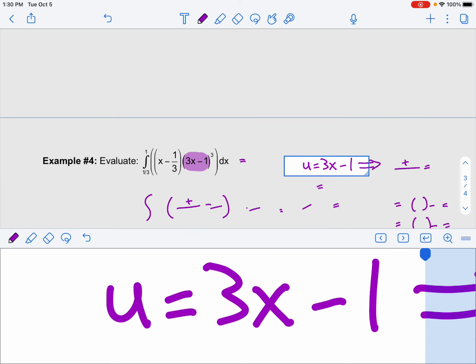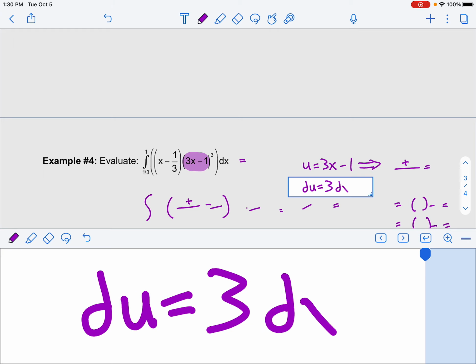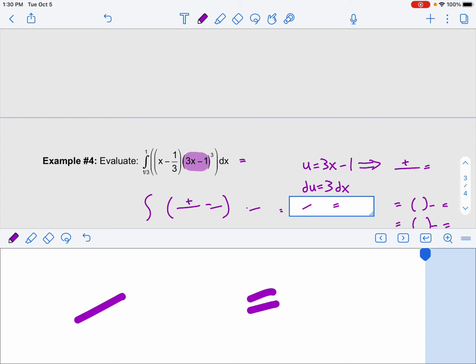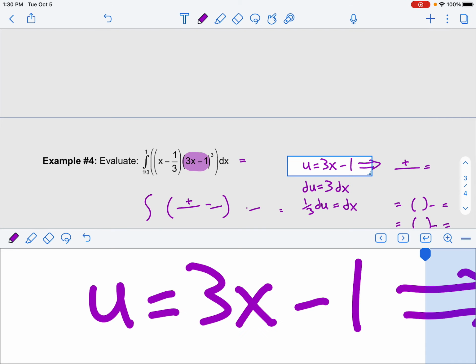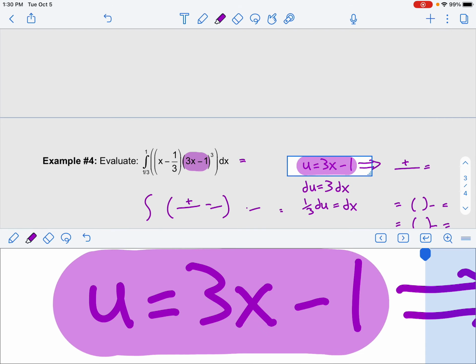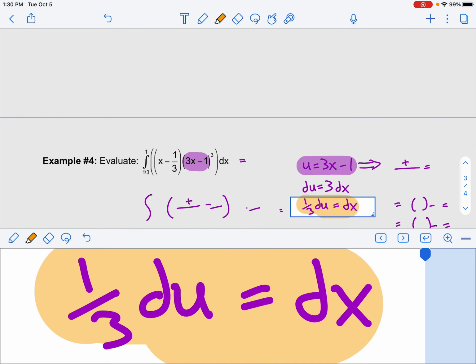And I'm going to go ahead and skip a step here just to save us a little bit of time. I'm going to write du is equal to 3 dx. And then I'm going to say 1/3 of du is equal to dx. So again, u is 3x minus 1, dx is equal to 1/3 du.